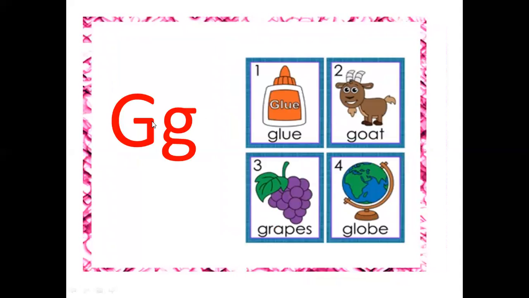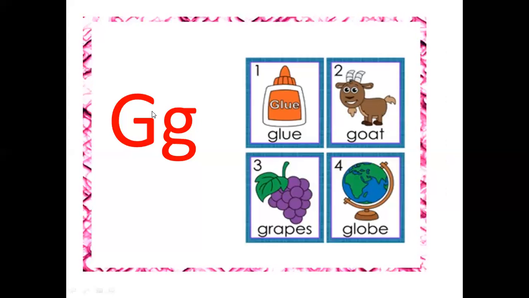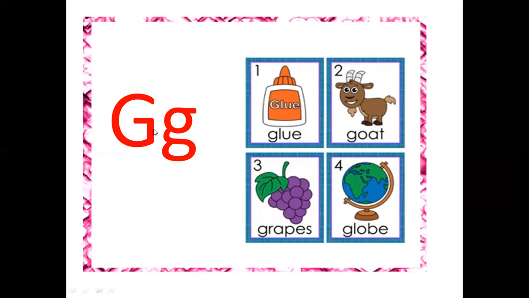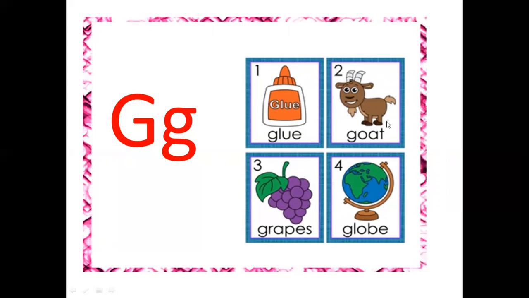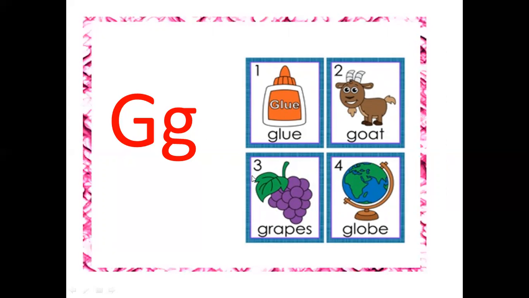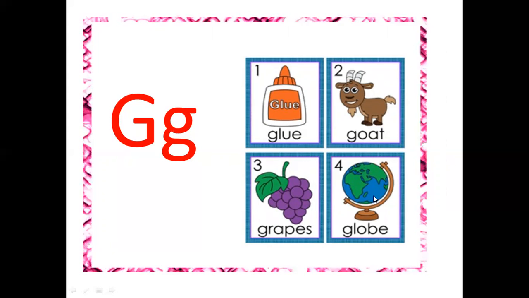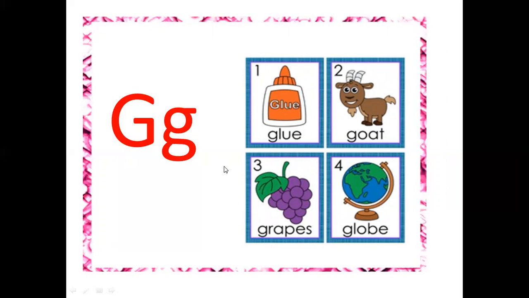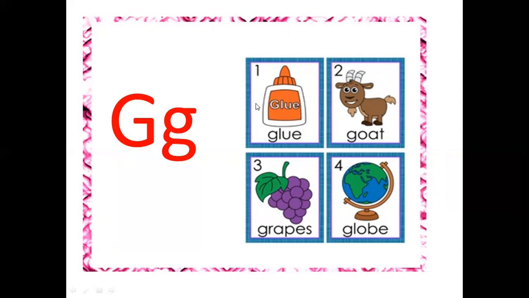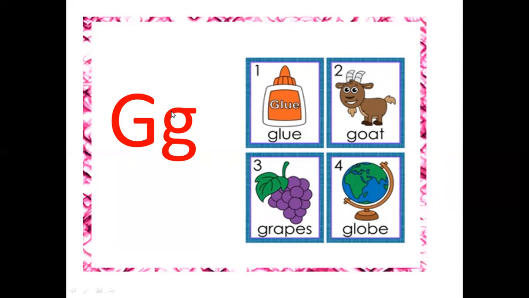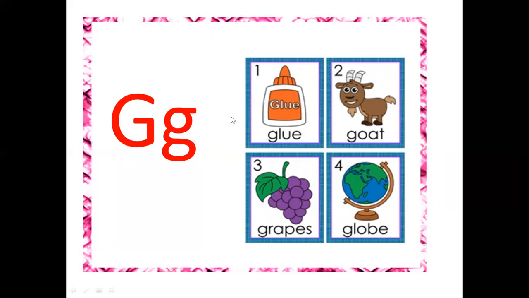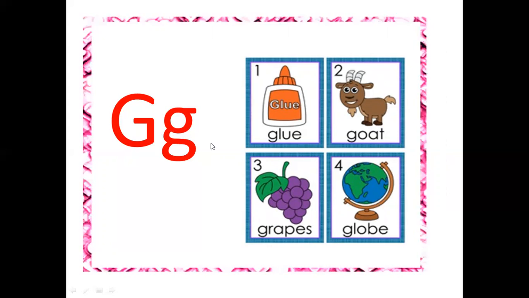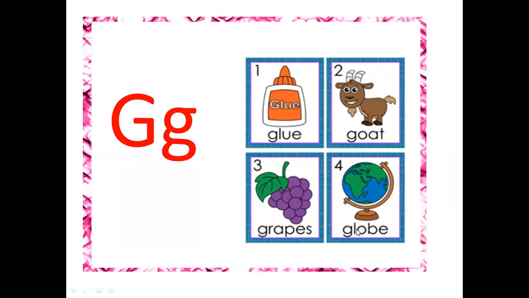The sound of G is G. G. Okay. G. G. G. Glue. G. Goat. G. Grapes. G. Globe. Okay. G for glue. G for goat. G for grapes. G for globe.